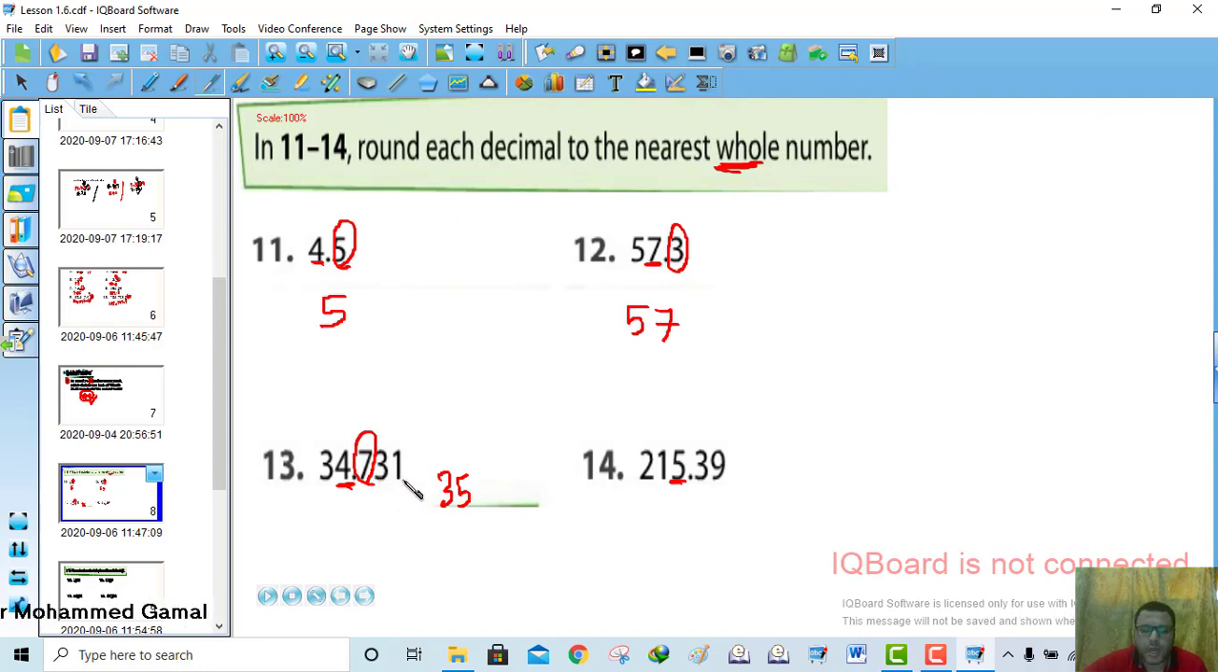What about 3 and 1? I don't care. 215 will be 215 or 216? The answer is 215. Why? Because I will look at the 3. What about 9? I don't care about 9. I only care about the number which is beside the ones place, which is 3. 3 is weak, so the 5 will stay 5, 215.